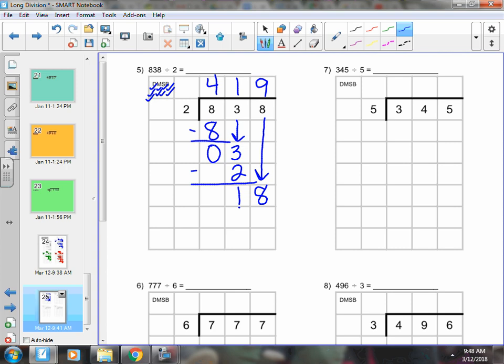Multiply. 9 times 2 is exactly 18. Subtract. There's nothing to bring down. That's when you know you're done. 419.